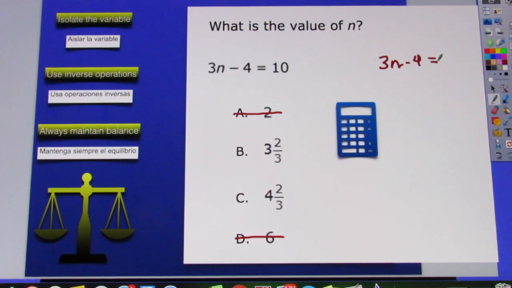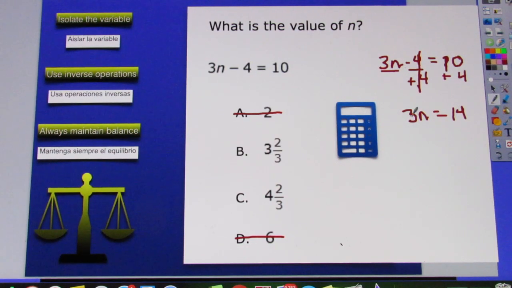Okay, so I've got a 2-step equation here. That's a 10. Sorry, I was writing a 2 for some reason. Okay, so 3n minus 4 equals 10. I need to use inverse operations and get this variable isolated. This is multiplication. This is subtraction. That subtraction is going to be easiest to reverse right away, so I'm going to add 4. Maintaining balance by adding 4 to both sides. What's left? 3n. And 10 plus 4 is 14.